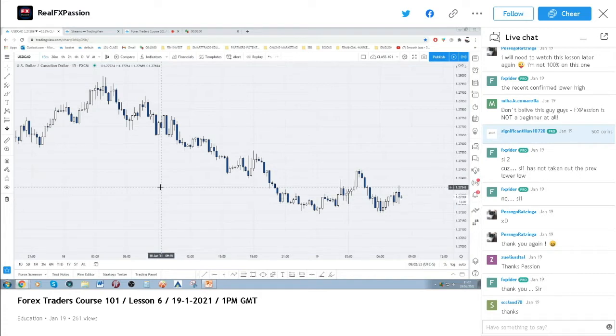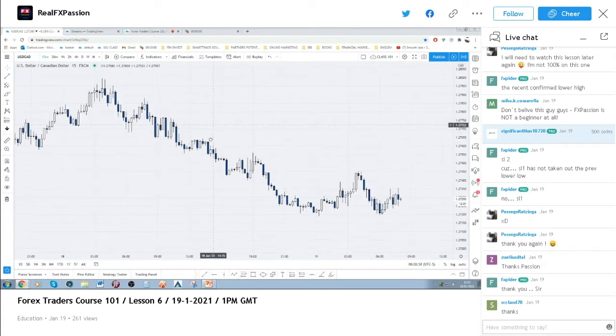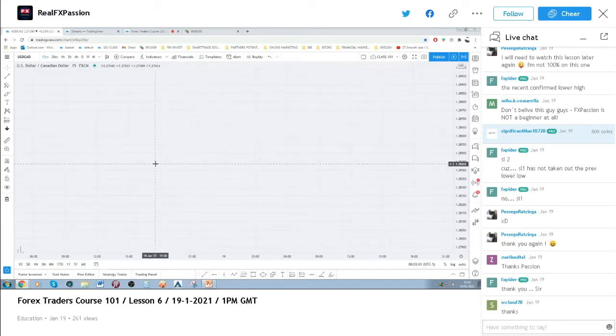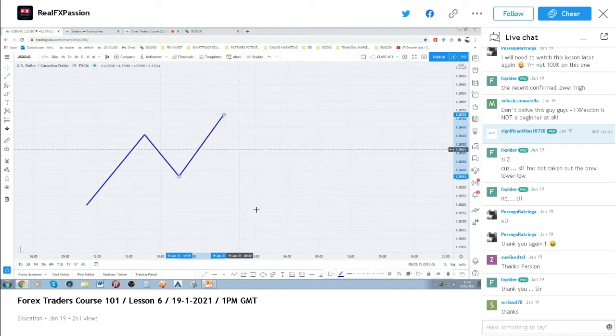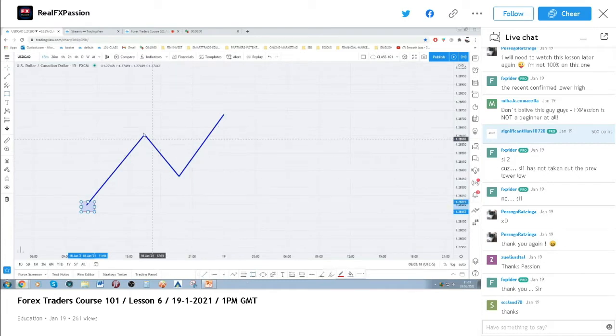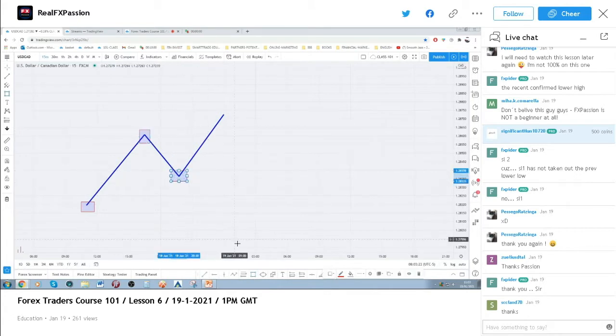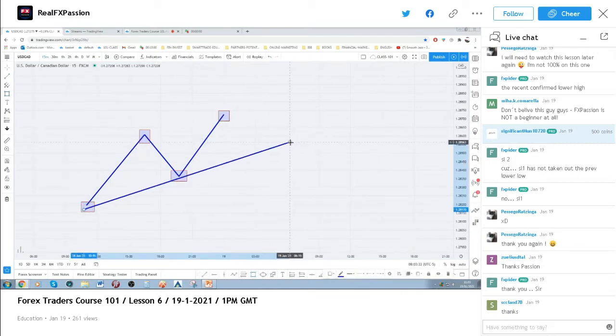Okay, how to spot and identify uptrends and downtrends before we trade them. Now, we clarified in the previous lessons what makes an uptrend, right? What makes an uptrend, everybody? The highs and the lows. So this would be a low, this would be a high, this would be a low, and this would be a high. And we have to properly draw trend lines.